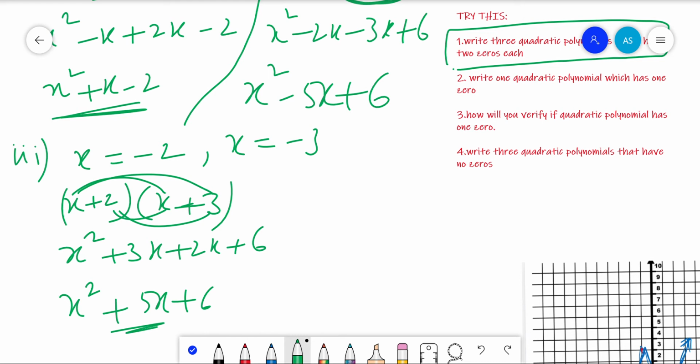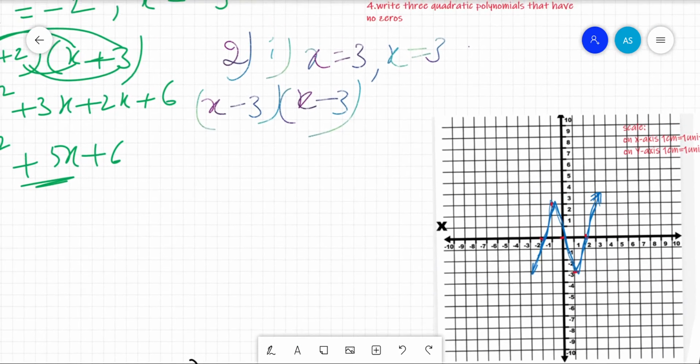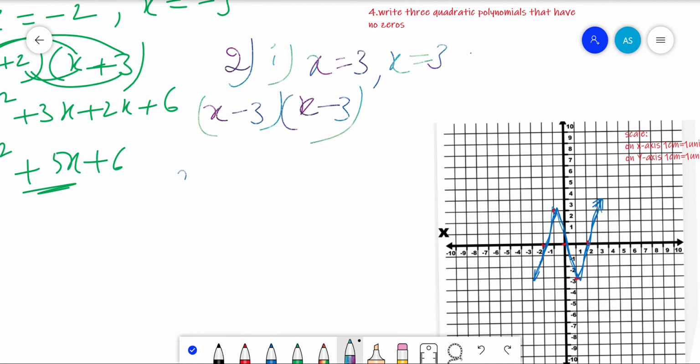And coming to the second question, write one quadratic polynomial which has 1 zero. That means the second question answer. So 1 zero means you have to take both the zeros equal. x is equal to 3 and x is equal to 3, then x minus 3 into x minus 3 you will get. So x square minus 6x plus 9 you will get. So this is a quadratic polynomial which has only 1 zero.